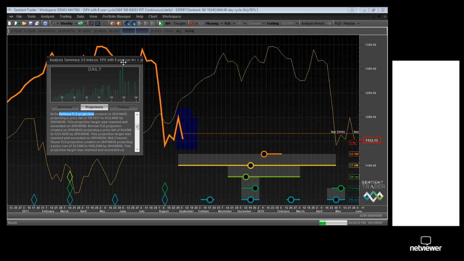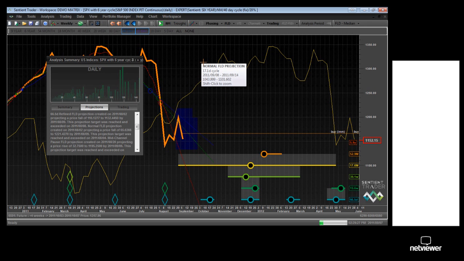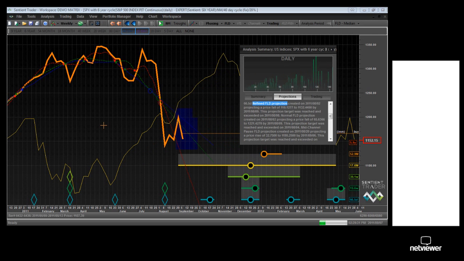You'll also notice that you see things called refined FLD projections. What are refined FLD projections? Well, refined FLD projections are projections that are based upon what is called the triad. As a matter of interest, if you want to keep this panel open on your window, you simply pin it by clicking that little pin over there, and then it'll stay on top of everything you do.